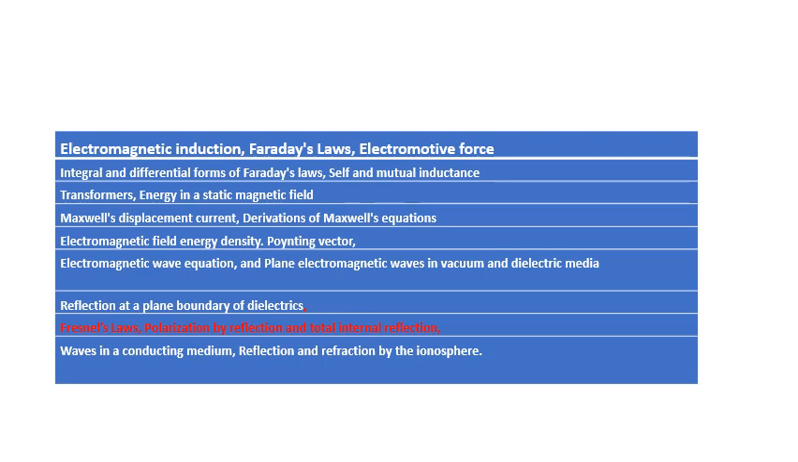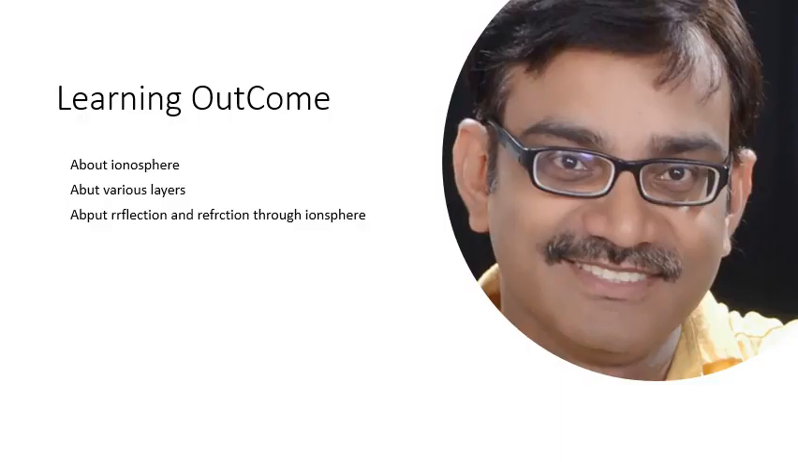This is the syllabus and we are almost at the end of the syllabus, finishing this unit. The ionosphere has several layers, so we will get a brief idea about the layers, the process of functioning, the mechanism of refraction of our waves through the ionosphere, and then the necessary formulas.